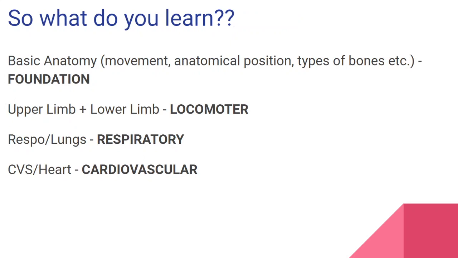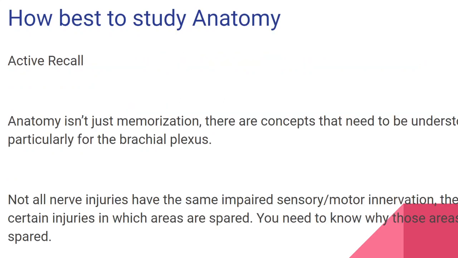So what do you learn particularly in first year? You learn basic anatomy like anatomical positions, types of bones, muscles, different things like that. And then the real anatomy that you learn in first year is really upper limb and lower limb. And that's in your locomotor module. So the bulk of your locomotor module is really gross anatomy. And then you also learn about the lungs and the heart and the anatomy around that. So those are some of the concepts that you learn in first year.